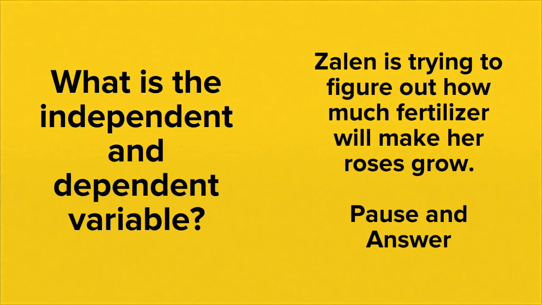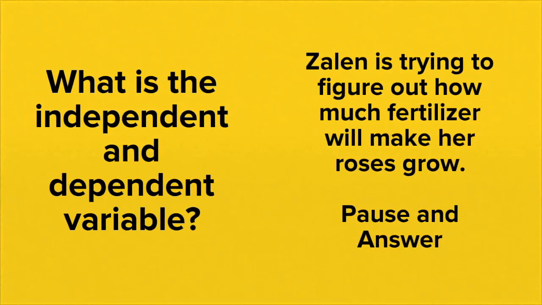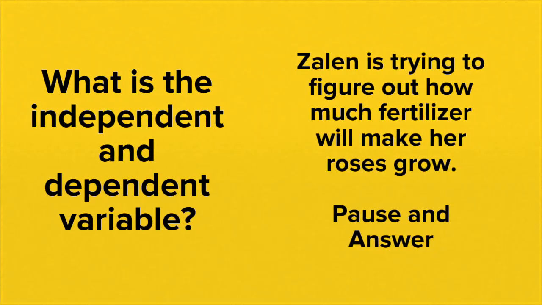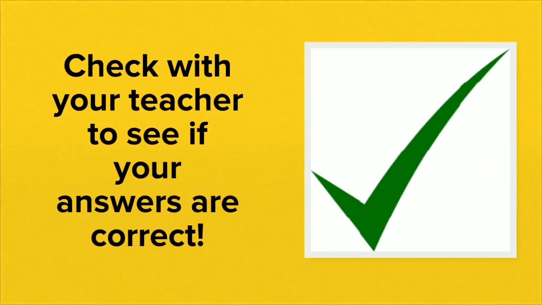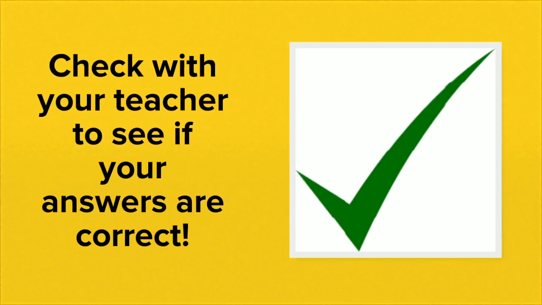What is the independent and dependent variable in this scenario, where Zaylin is trying to figure out how much fertilizer will affect how her roses will grow? Pause and answer. Check with your teacher to see if your answers are correct. If you paid attention, I'm sure they will be.